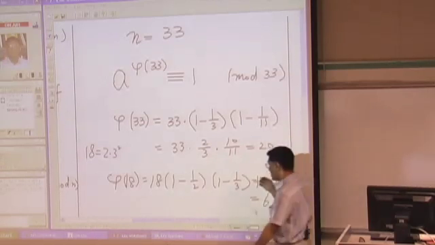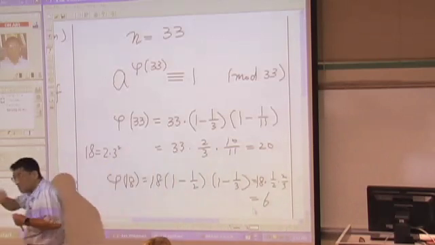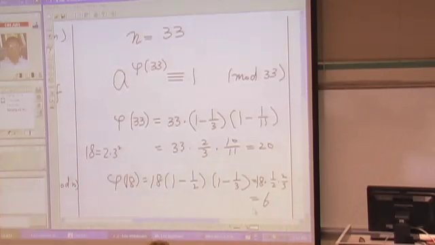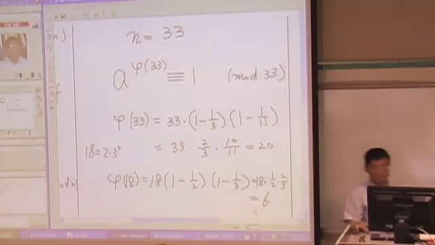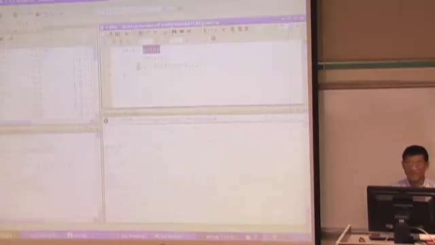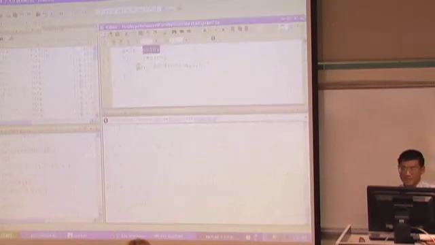So if we achieve 1 by multiplying a certain number 6 times, then it's a primitive root, right? But if it is achieved earlier than 6, then it is not a primitive root. So let's do it. I pick 5, and then I will run it. Let's run it. Then take a look.